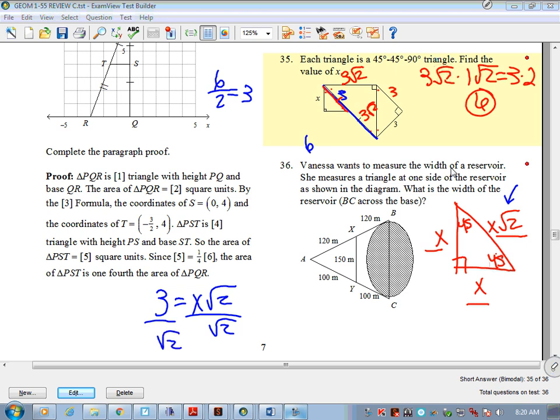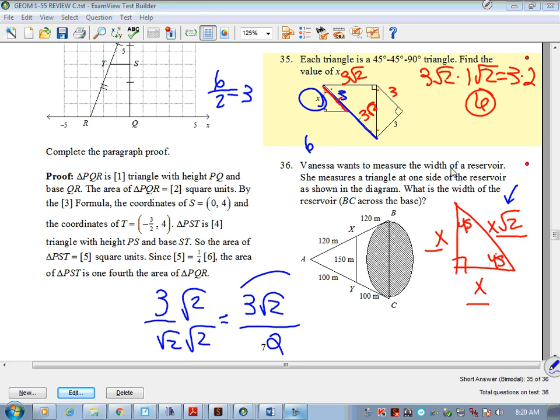So if x equals 3 over radical 2, then I need to rationalize that denominator, because I can't leave a radical in the denominator. So we're going to multiply by the denominator over the denominator. We're going to get 3 radical 2. Radical 2 times radical 2 is 2. So x equals 3 radical 2 over 2, and this is your work. Okay? All right, so close to being done.